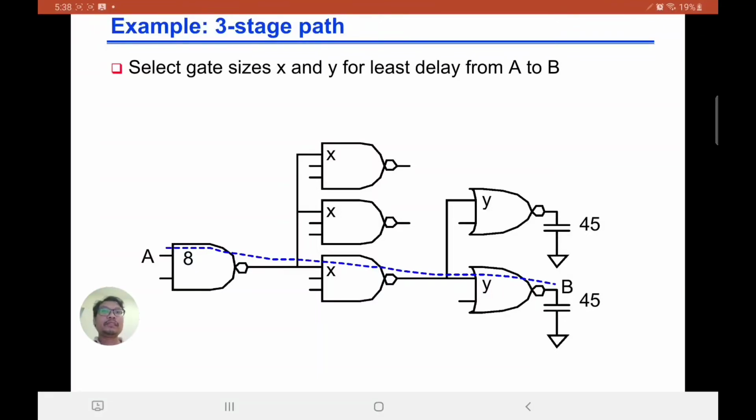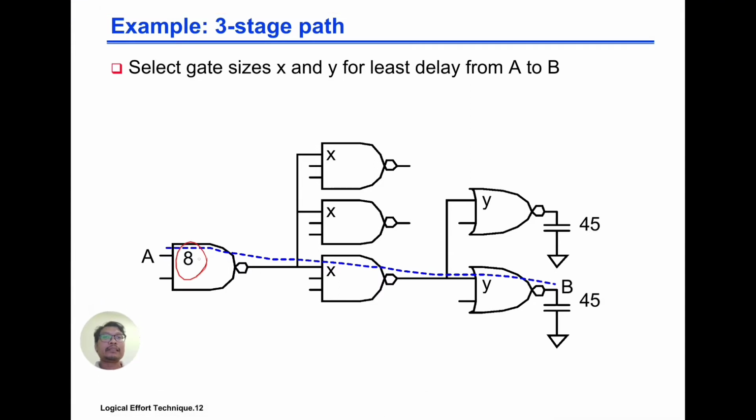Okay then, so we'll continue with our example on the logical effort now. In the example here, we have a three-stage path going from node A to node B, and we want to find the optimum size for gate X and gate Y from A to B. We already know the size for A, the first two-input NAND, and the size is 8. The output gate here is driving a 45.